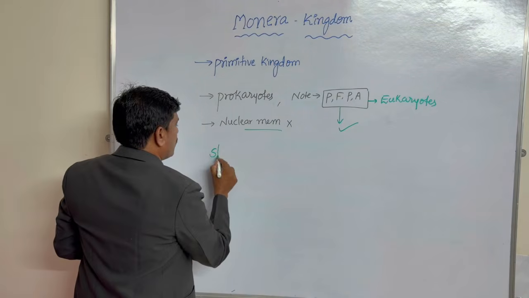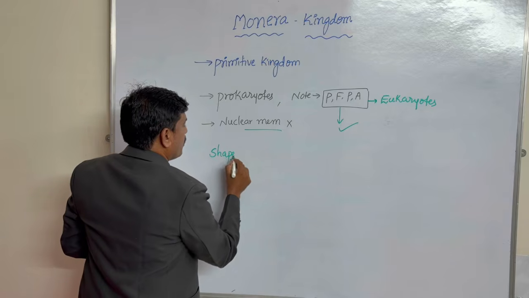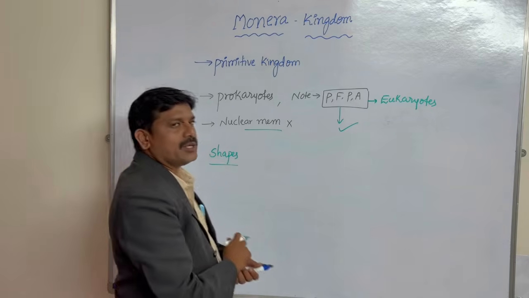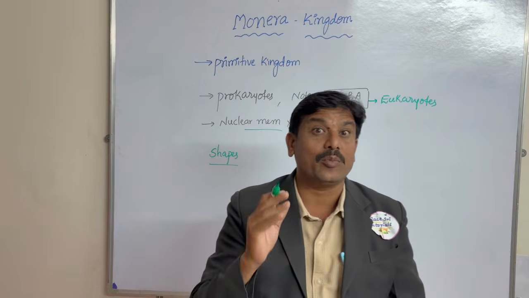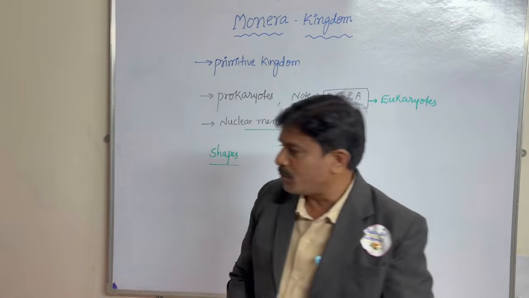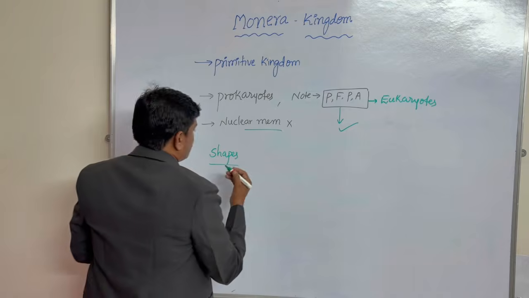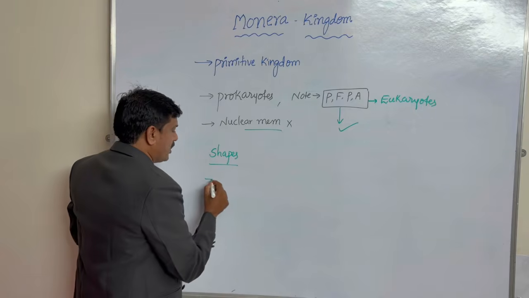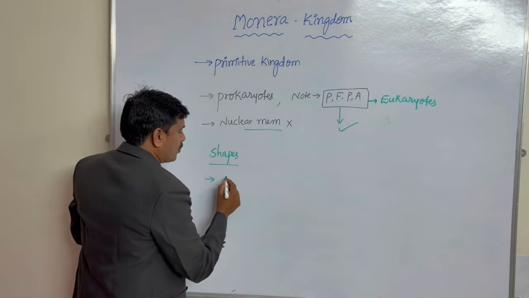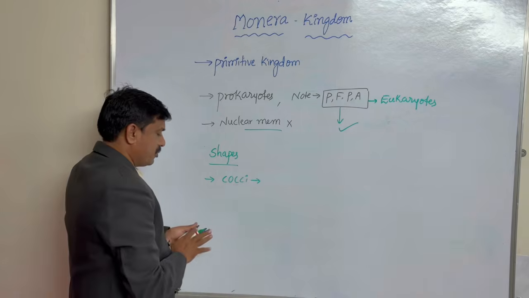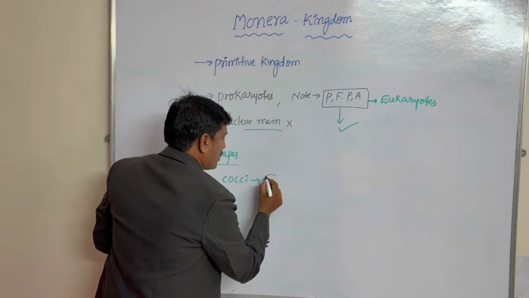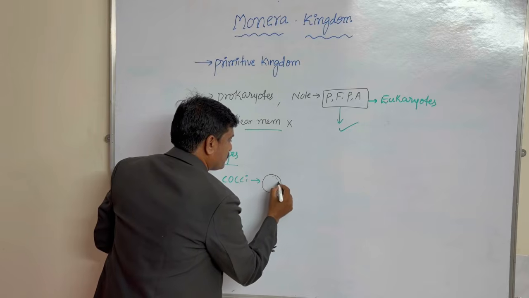What type of shapes are they? Monera are all microorganisms, mostly bacteria. Bacteria show different types of shapes. The first one is Cocci. Cocci is a round shape.